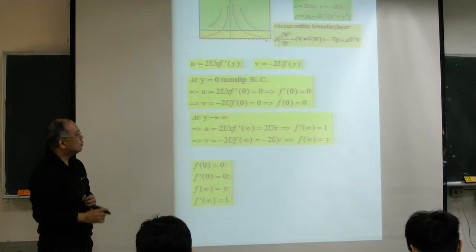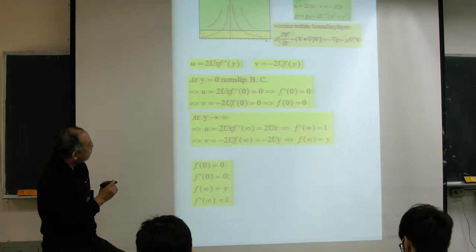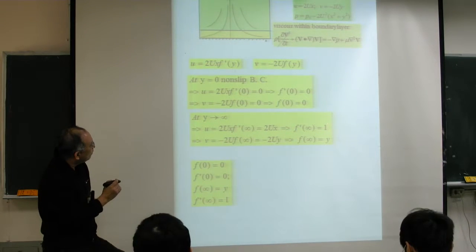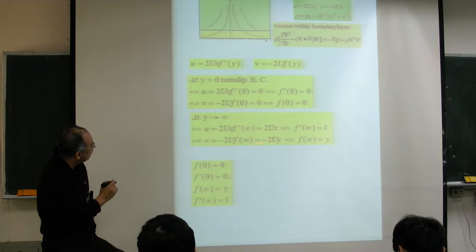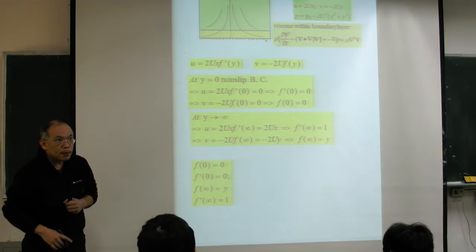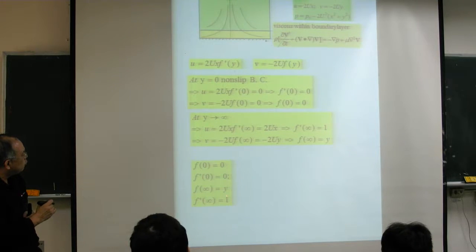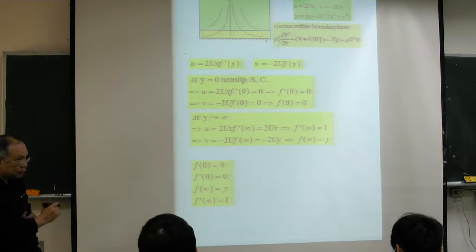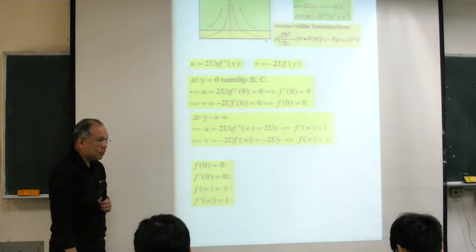So we have two additional boundary conditions for the f function, f prime infinity and f infinity. F prime infinity is equal to what? Should be equal to 1, because this is 2ux. And f infinity should be equal to what? F infinity should be equal to y. Right? This f prime infinity should be equal to 1. Okay? So finally we have this: f at y equal to 0, f prime at y equal to 0, f at y equal to infinity, f prime at y equal to infinity. So this f function should satisfy all these boundary conditions.